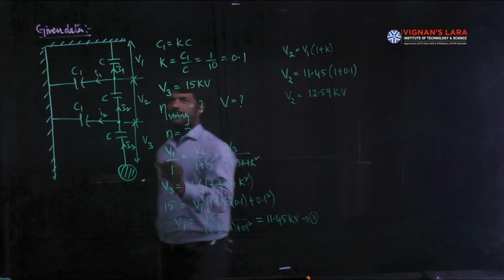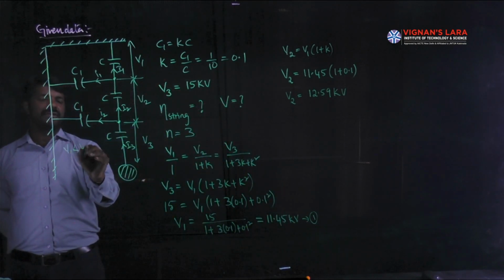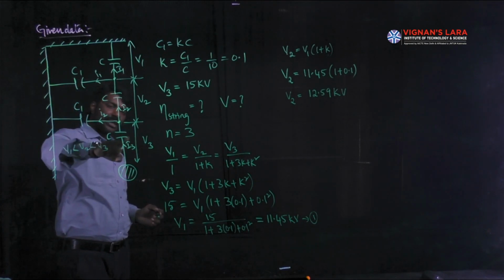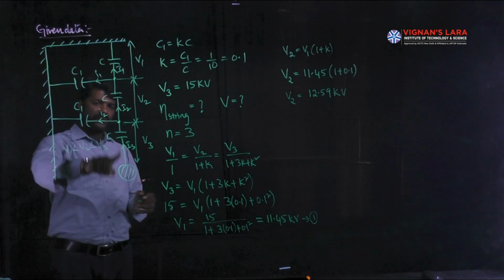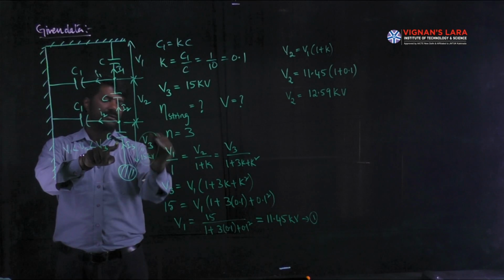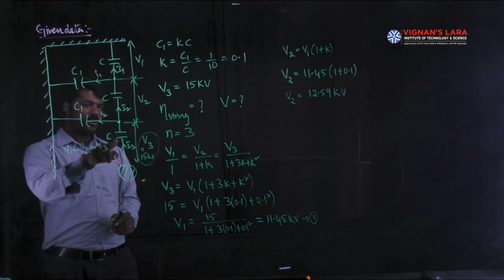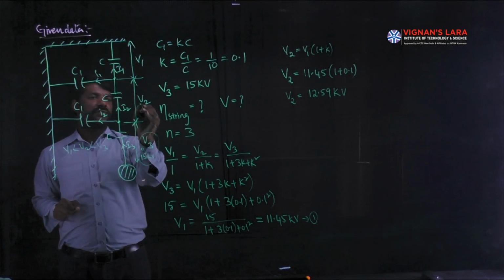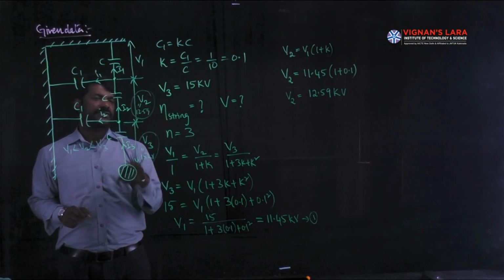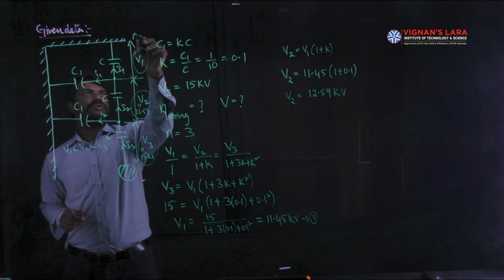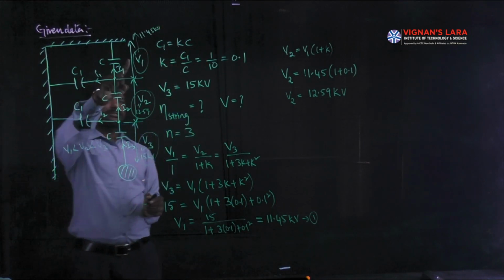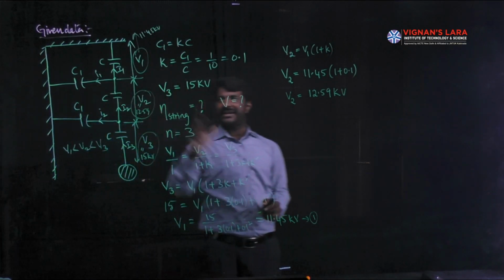As I told you, the magnitude of V1 will be less than V2, which will be less than V3. Out of these three values, the unit which is nearer to the line conductor will have more voltage. In our theory, given data, its value is 15 kV, so more voltage is there for the line unit. For V2, we got 12.59 kV, which is less compared to this, and V1 we got as 11.45 kV. So our theoretical point is valid here.